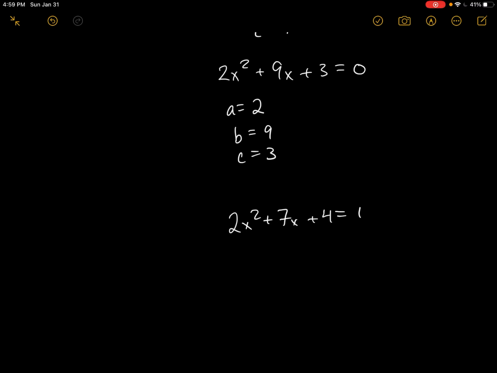In this case, we need to make sure it's set equal to 0 first. So we'll subtract 1 from both sides. 2x squared, 7x, and 3. And then now we can identify a, b, and c as 2, 7, and 3. So again, as long as it's set equal to 0, we have our x squared followed by our x followed by our constant, then we can just basically plug from up top and plug it into a, b, and c.